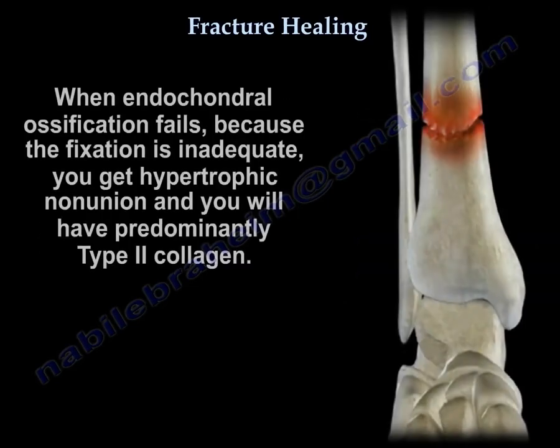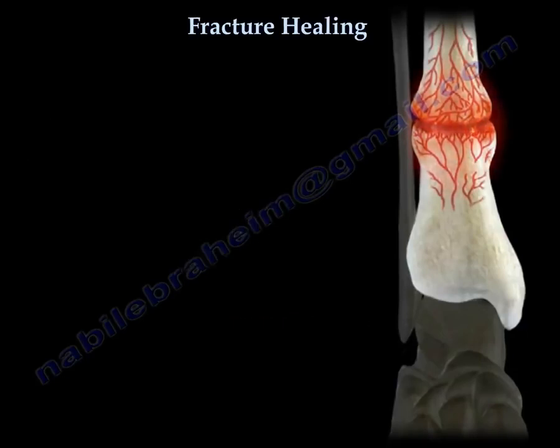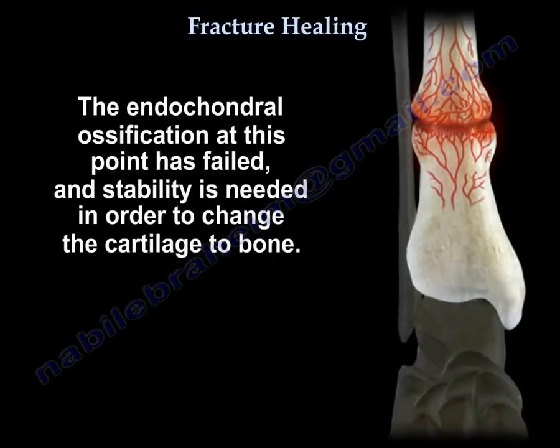When endochondral ossification fails because the fixation is inadequate, you get hypertrophic non-union and you will have predominantly type 2 collagen. The endochondral ossification at this point has failed, and stability is needed in order to change the cartilage to bone.